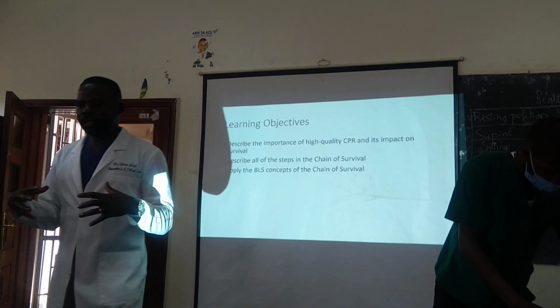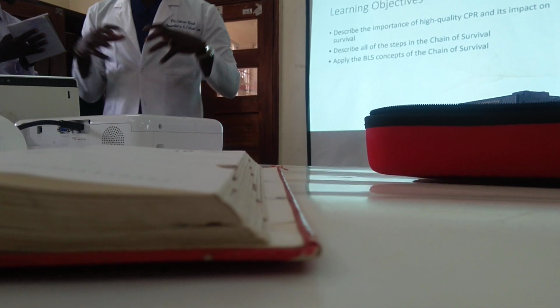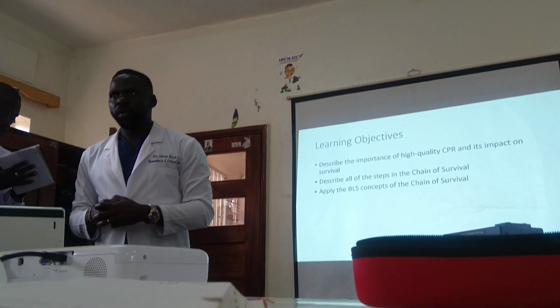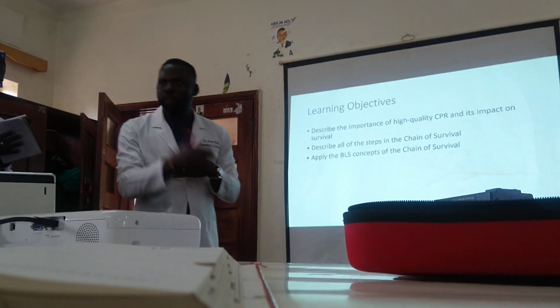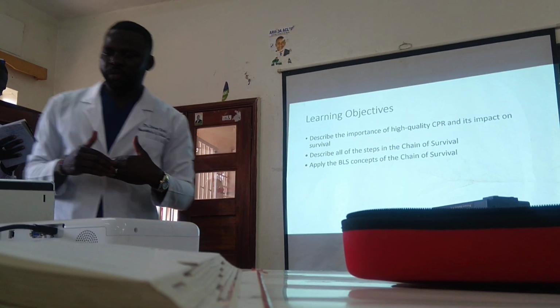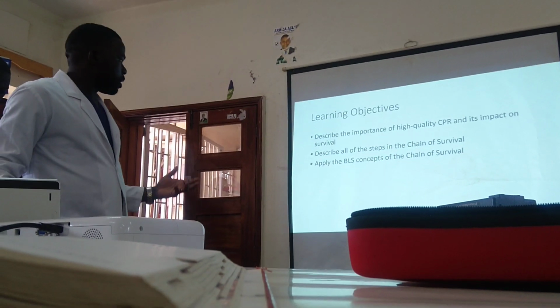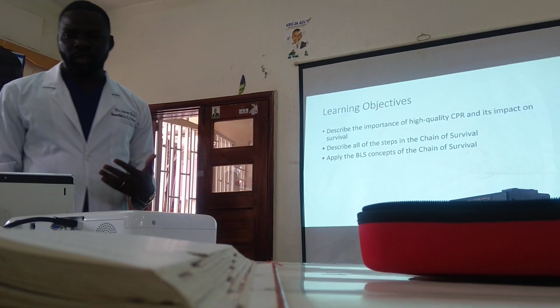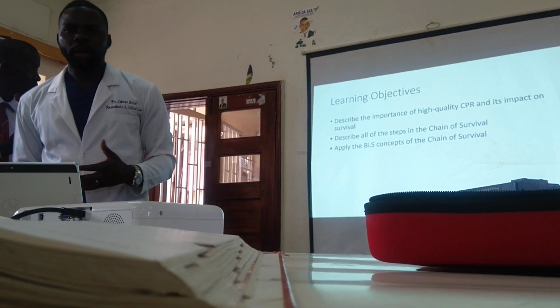And that's why it says, for the patient to survive, the links in this chain of survival should be as strong as possible. So if there's a weak link, meaning one step has been omitted in that chain, then the patient's chances of survival will go down. Now, also to apply the basic life support concepts of the chain of survival. When you get to that scenario, then you look at how to appropriately respond.